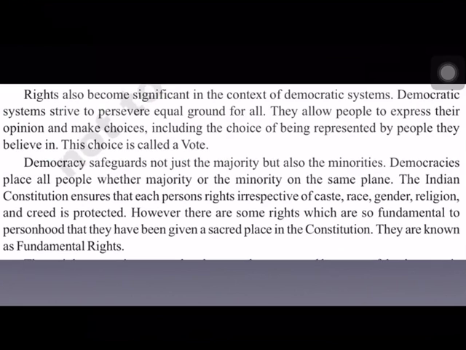And there are certain rights which are needed for the all-round development of the individuals. They are so fundamental that these rights are guaranteed by the Constitution. They are basic rights and they are needed by each and every citizen for their all-round development. So, they are guaranteed by the Constitution itself and protected by the judiciary. And these rights are known as fundamental rights.